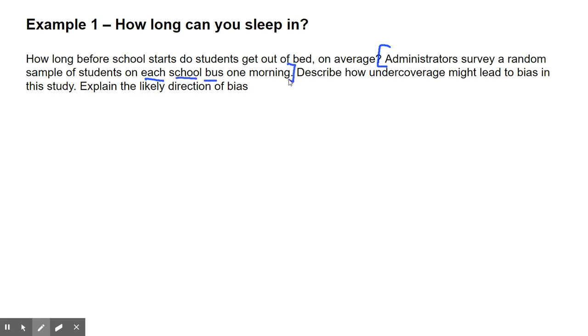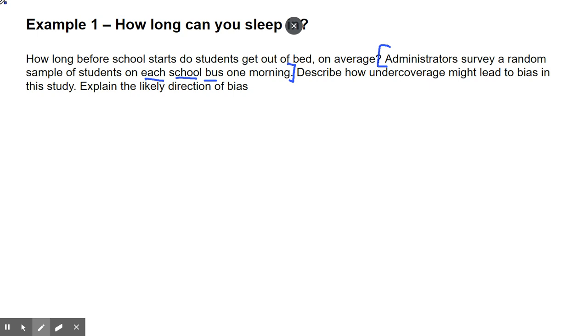So think about this. What are the different ways of getting to school? You could ride the school bus, which is traditional, but you could maybe walk. You could get a ride from a friend, or you could get a ride from a parent. So there are many different ways to get to school, and we need to talk about who's being undercovered. So here's a sample response to this question.